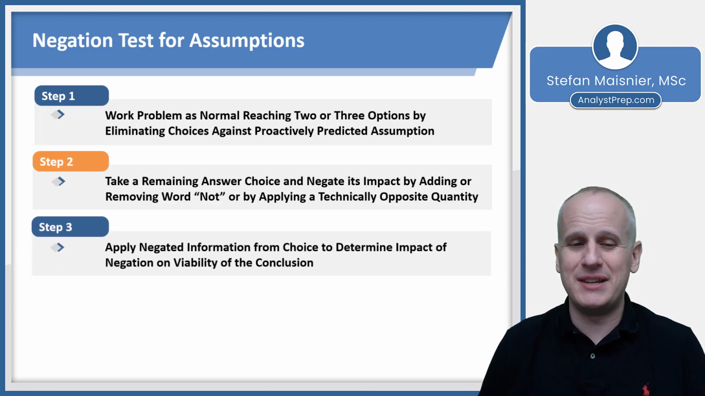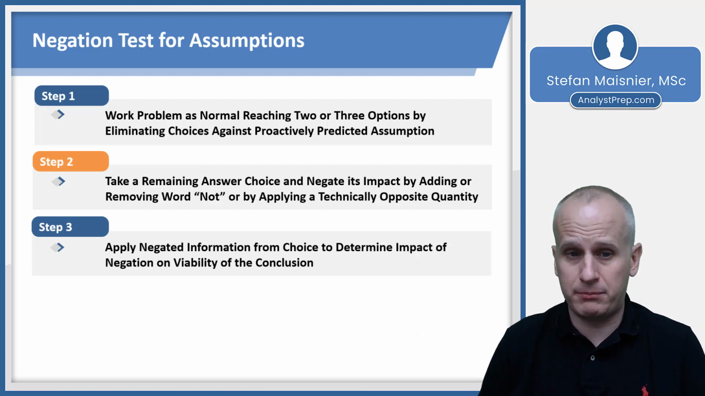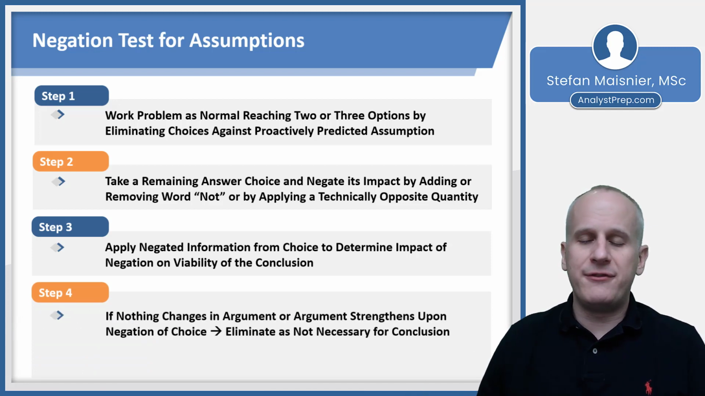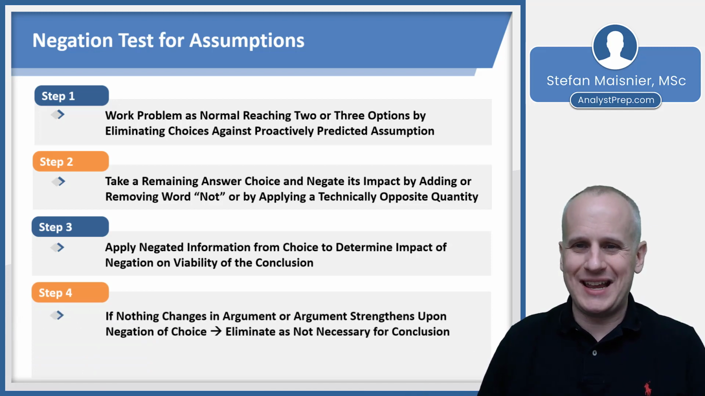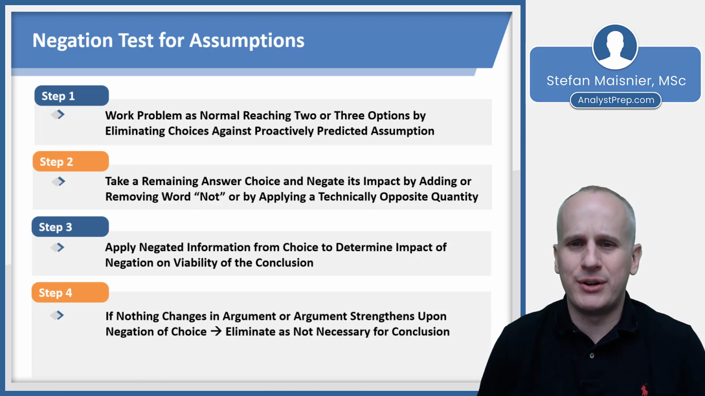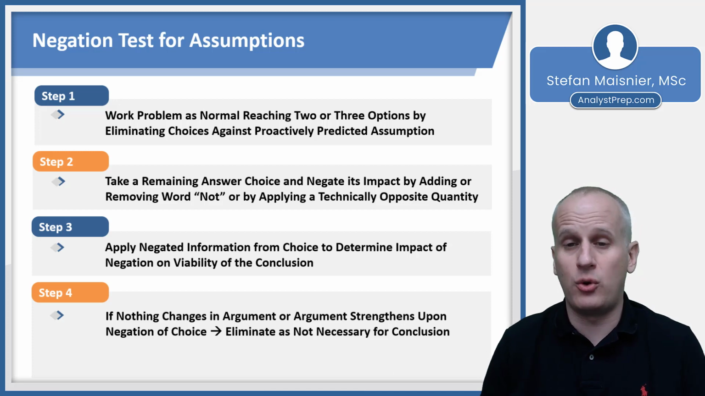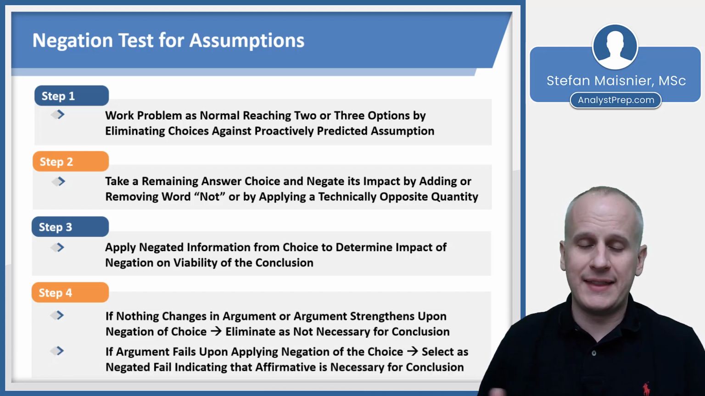Step 3 is then going to be to apply the negated information from the choice to determine the impact of that negation on the viability of the conclusion. So you have to see what happens when the choice's information is now assumed to be false, basically. If nothing changes in the argument when you negate the choice, so when the statement is false, then you eliminate that answer choice as not necessary for the conclusion, because when you took it away, the argument still was fine. And the entire point of the negation is that when you take away a necessary assumption, the whole argument should fall apart. And that's how you know your right answer.